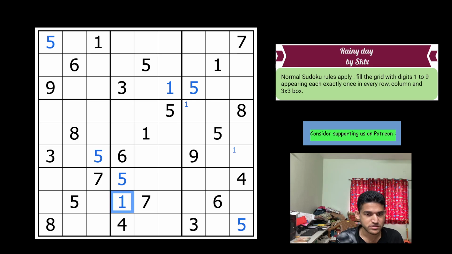And 1 we placed. So let's look at the ones. Now 1 can't go here, 1 cannot go here. So 1 goes here, which puts 1 in this cell. So that puts 1 here and that puts 1 here. So all the ones are also placed.